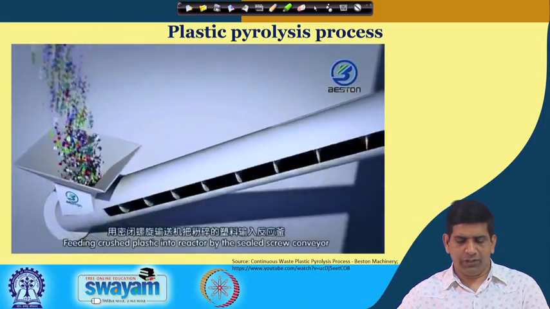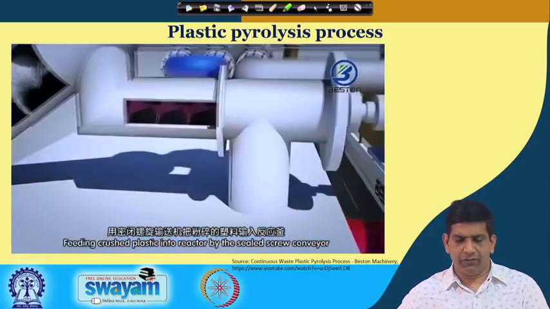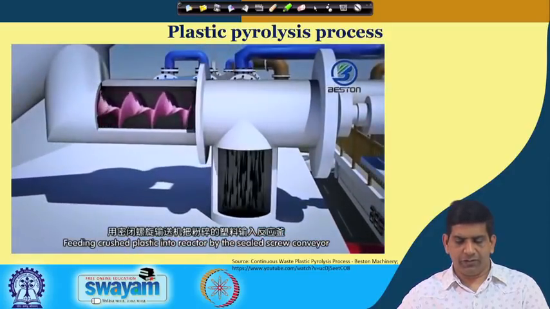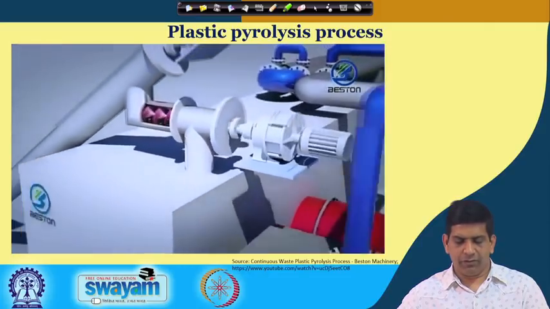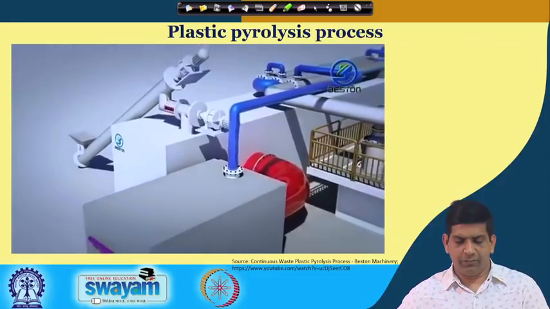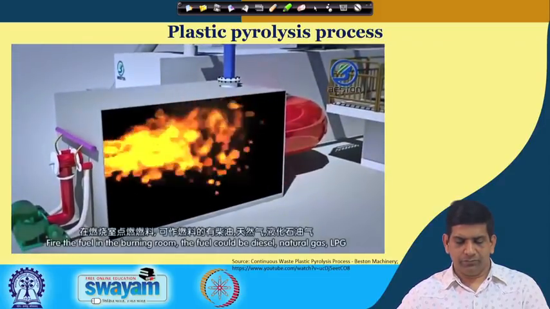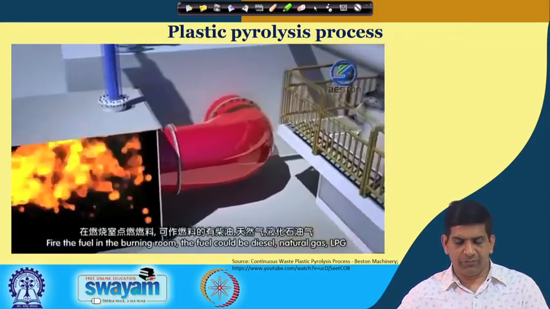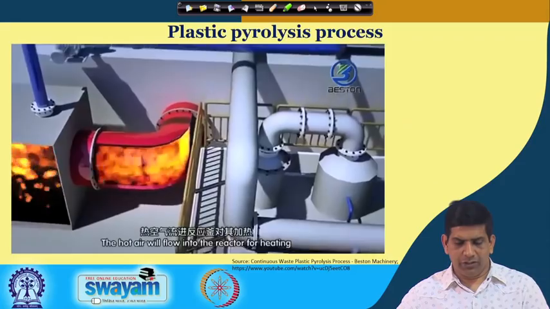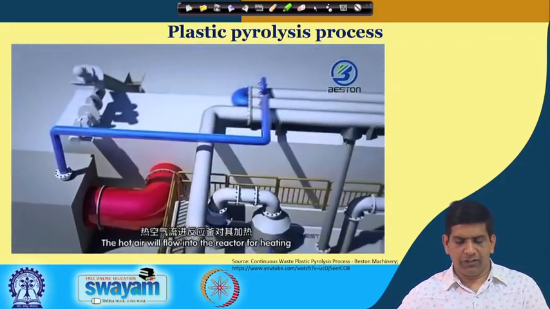So, that is the hopper right there. Feeding crushed plastic into the reactor through a sealed screw conveyor. So, it is coming through the conveyor, and the crushed plastic is getting fed. Here the fire and the fuel in the burning room, the fuel could be diesel, natural gas, or LPG. So, that is your burning, things will burn. Hot air will flow to the reactor for heating.